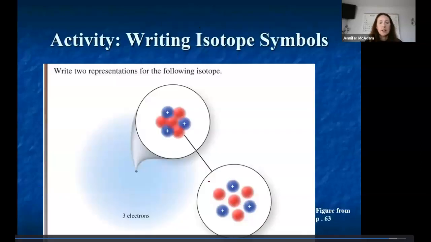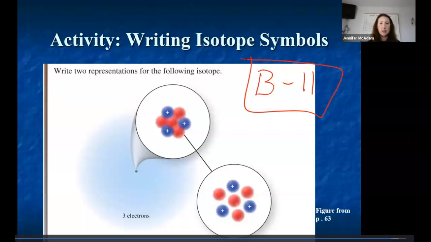Okay. All right, so let's try another one. In this one, I want to write it like this, B11. What would this one be? You can type it in the chat. You can figure out which one this is. And we're going to write it just like this because it's easier to do in the chat like this.